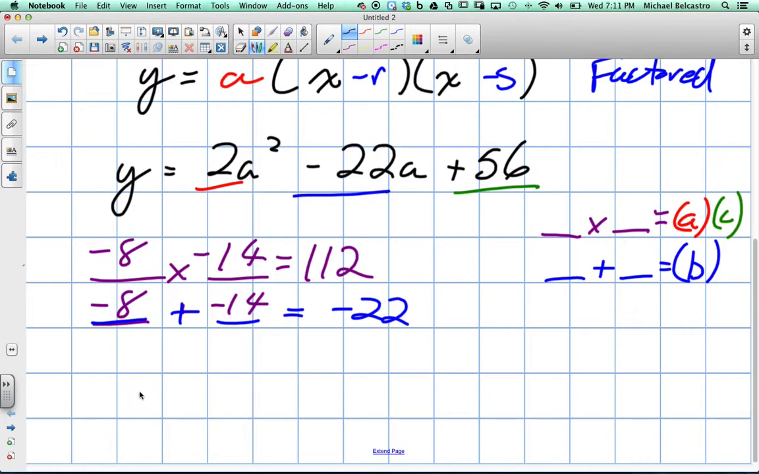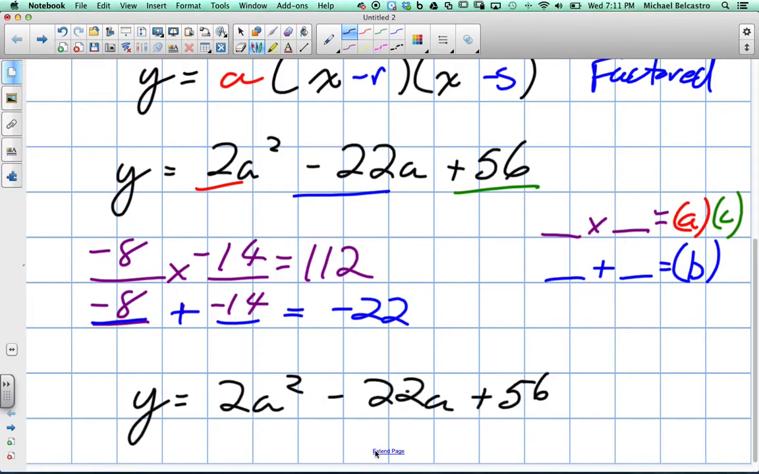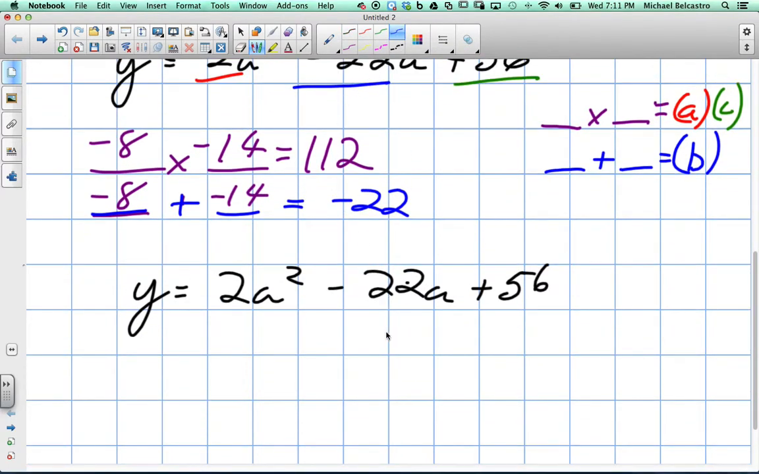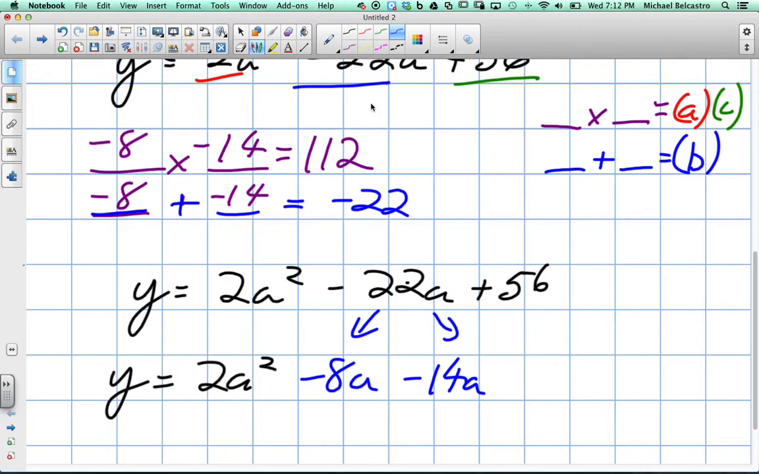So my next step will be to rewrite the equation, okay? 2a squared, and usually we write this with x, but a is fine, it's just a variable, plus 56. We are then going to split this middle term, and this is the idea of decomposition. We're going to split it into y equals, the rest of the stuff gets rewritten, 2a squared, and I can put these in any order I want, negative 8a, and negative 14a, and that's where we split the 22, plus 56. And I'm going to show you what that idea is.